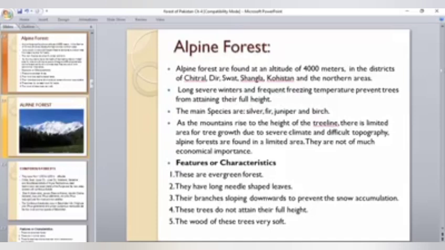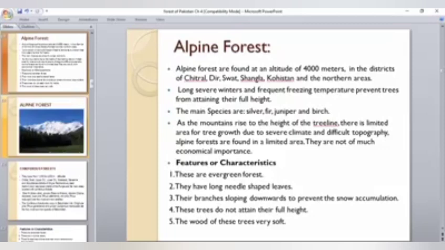Long, severe winter and frequent freezing temperature prevent trees from attaining their full height. The main species are silver fir, juniper, and birch. As the mountain rises to the height of the tree line, there is limited area for tree growth due to severe climate and difficult topography. Alpine forests are found in a limited area due to these reasons. They are not of much economical importance because their wood is very soft.